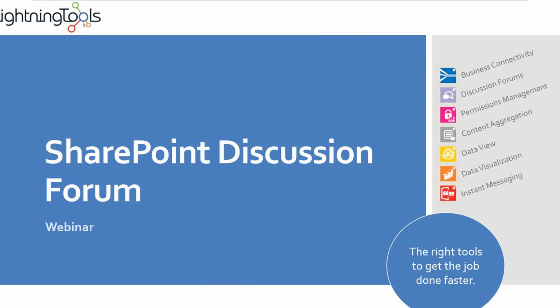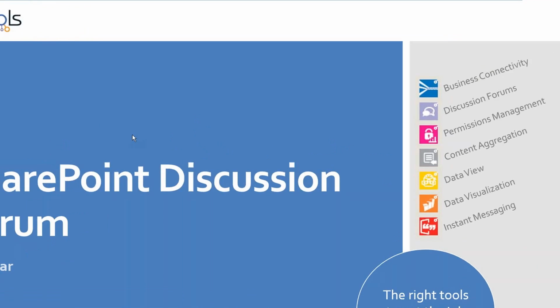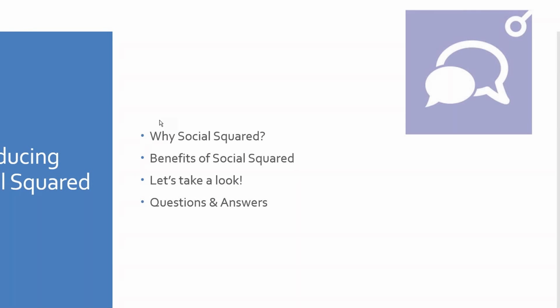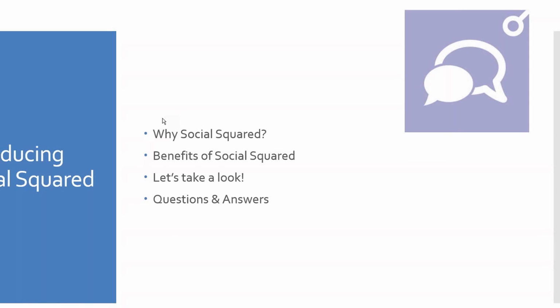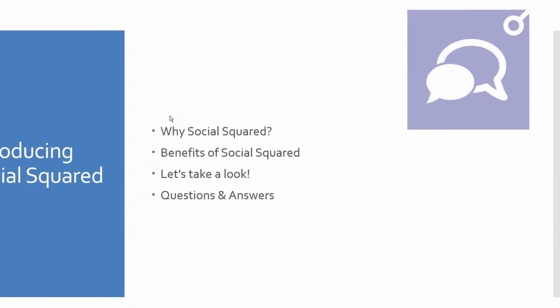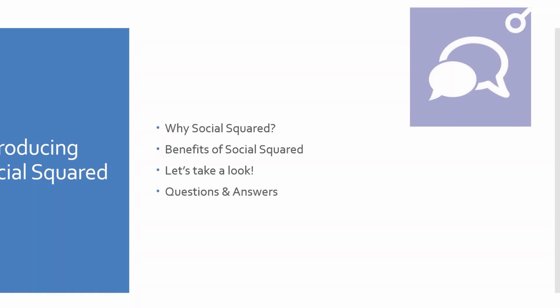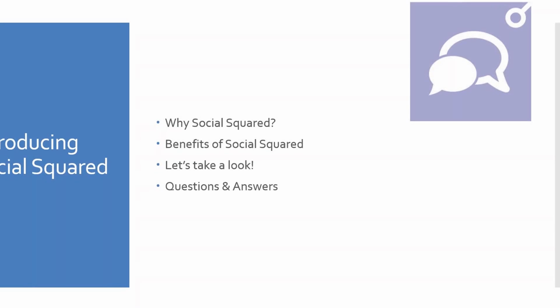Okay, so what we're going to do is make a start. Let's have a look at Social Squared and see what that product is all about. First of all, we'll introduce Social Squared, and why it is of value to organizations. We'll have a look at what it can provide, what the benefits of Social Squared are, and there's only about 6 slides in this whole presentation. The majority of it is going to be hands-on and having a look at the actual product. So we'll take a look at the product, and again, that'll give you plenty of time at the end of the webinar to ask any questions that you might have.